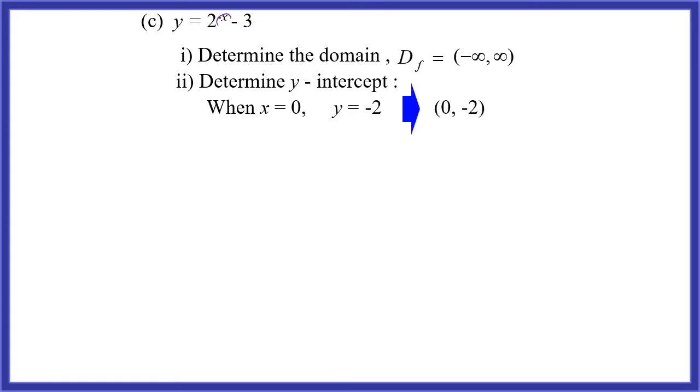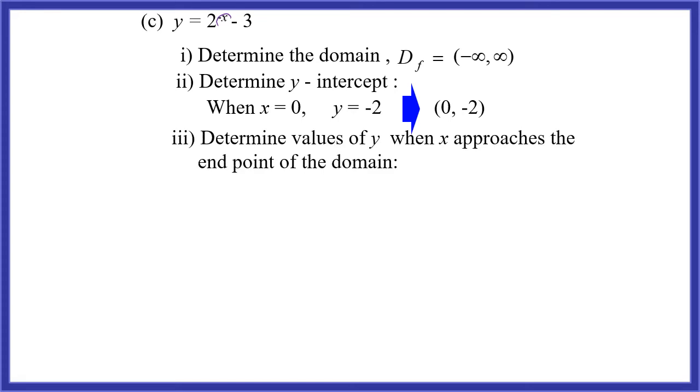And then determine the value of y when x approaches the endpoints of the domain. When x approaches negative infinity, y approaches 2^(negative x) minus 3, so this will be 2 to the power of positive infinity. Infinity minus 3 will be, yes, infinity is really big, so it will still be infinity.